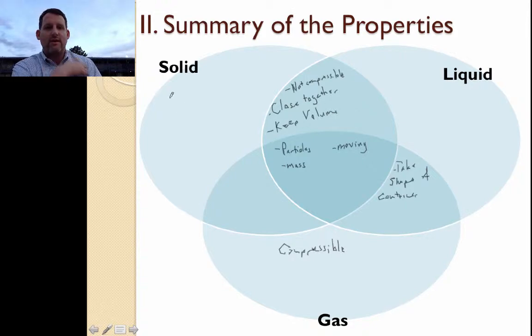And here's a solid one. It's only solid, and it says keeps shape. So it keeps its own shape, whereas liquids and gases do not. And again, liquid is a mixture of properties of gases and solids. It's like a solid, and sometimes it's like a gas in some ways.